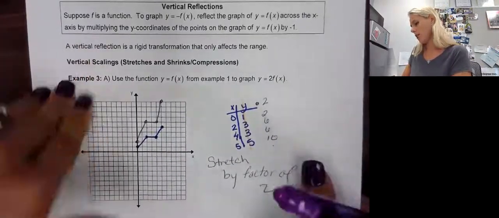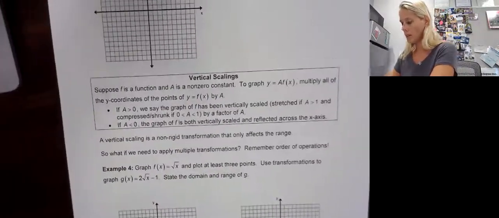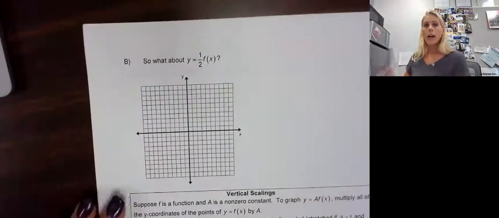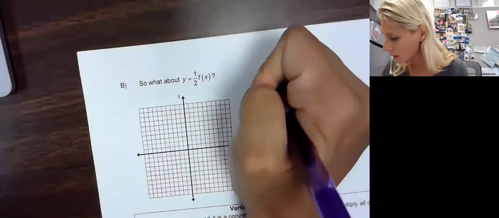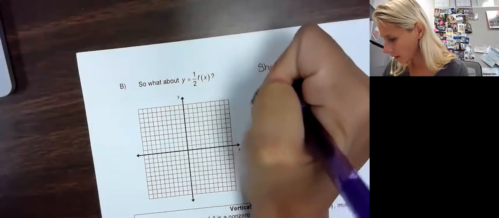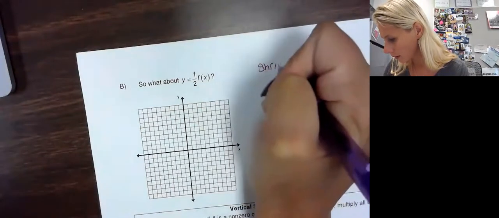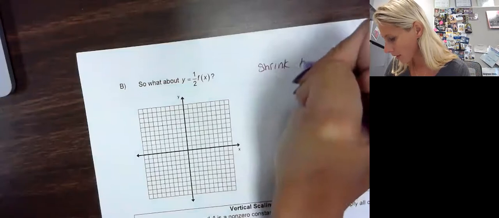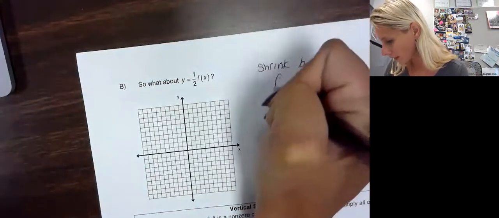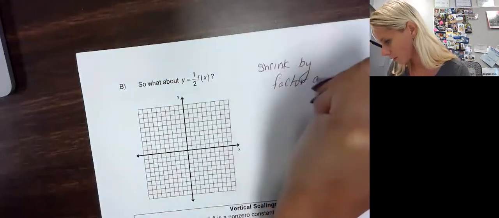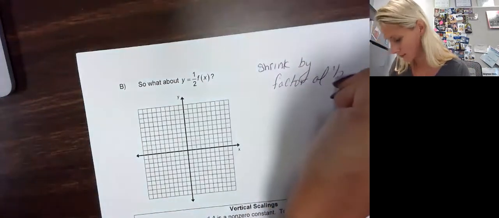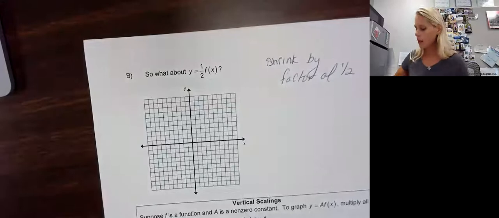Next page, if I can get it. All right, here again, it's on the outside, so it's dealing with y, but instead we're going to shrink by a factor of 1/2. Okay, so let me draw the original.